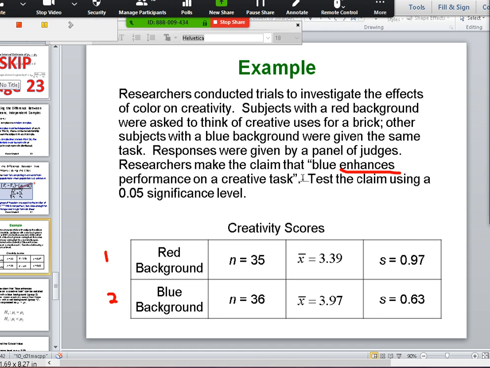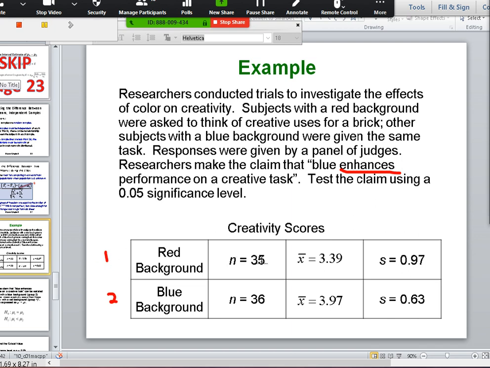Perfect. So we have two groups. We have people who are put in a red room and people who are put in a blue room. So the red group, they're first, I'm just going to call them 1. You can switch this around, it doesn't really matter, but it's just easier to take the first one, call it 1, the second one, call it 2.